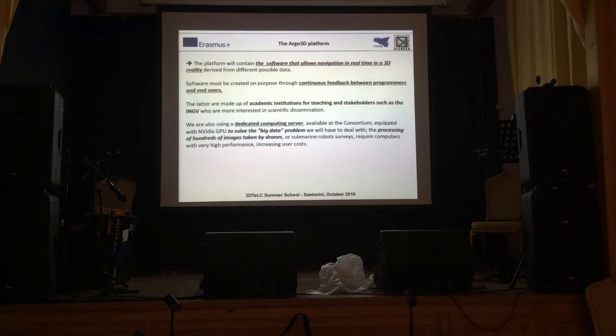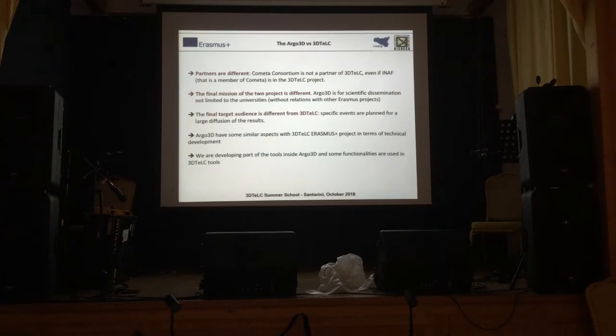So, coming back to Argo. Argo will develop software for real-time navigation in 3D reality. We have continuous feedback between programmers, who come from Cometa, and users, who come mainly from the universities, mainly from mine and Bicocca. And we also have some dedicated computing servers to manage big data in Catania, also using systems equipped with NVIDIA GPUs.